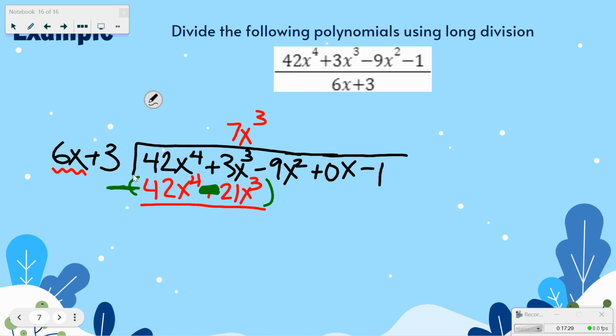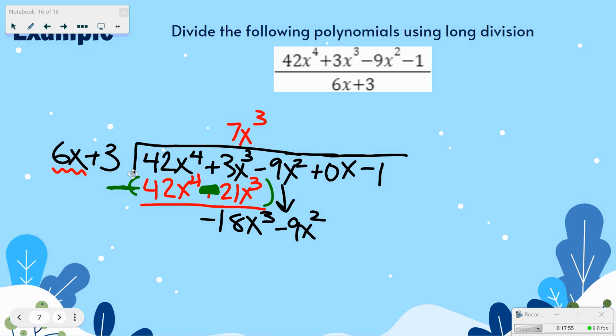If your first terms do not zero out, double check your work. They always should. Now I have 3x cubed minus 21x cubed. What does that become? Great. And remember, it's back with long division. What would we do next? Great job. Bring down our next term, which is minus 9x squared.